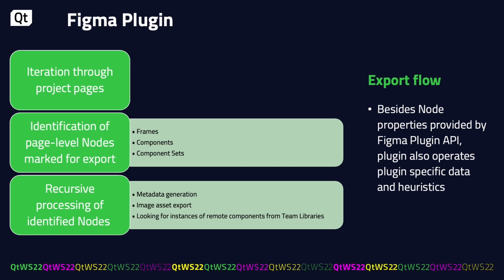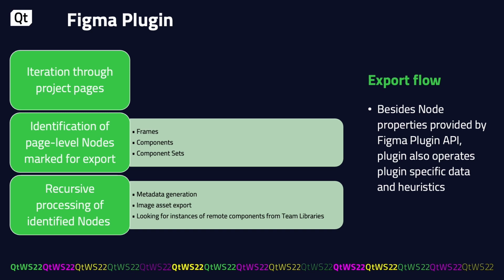The most important things start to happen when the user clicks the export button, so let's go through it now. First, we do a little preparation. The plugin reads the project file, iterates through all project pages. On each page, the plugin is interested only in nodes that are direct children of those pages. There, it identifies 3 types of entities. Simple frames, they will turn into regular QML files. Components, they will turn into reusable QML objects. And component sets, they will turn into reusable multi-state QML objects.